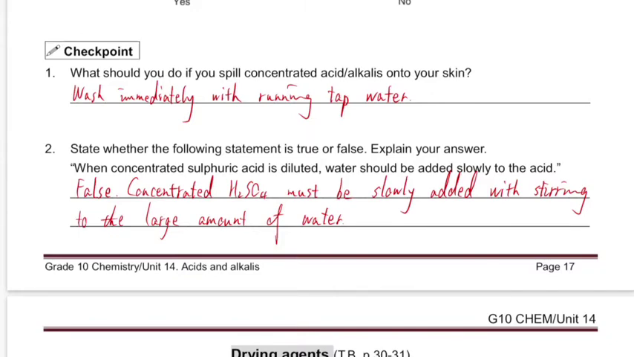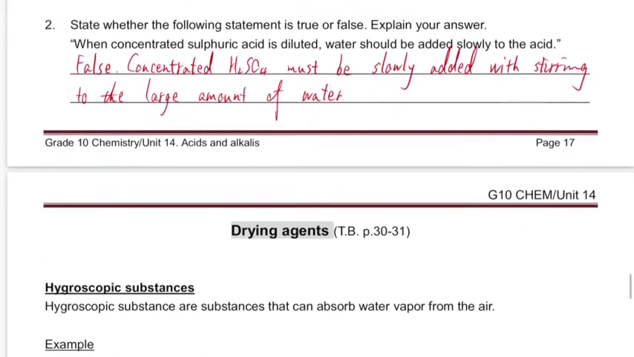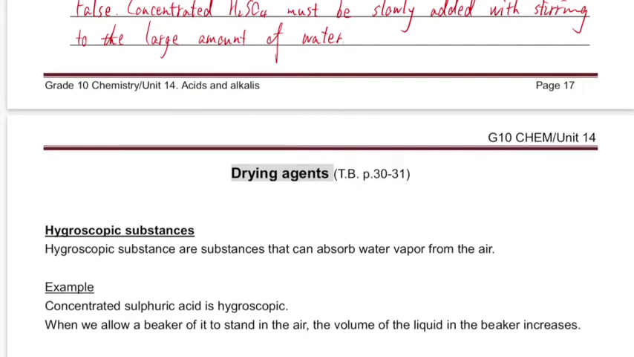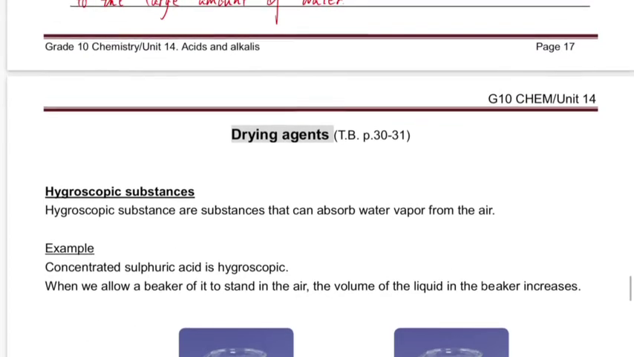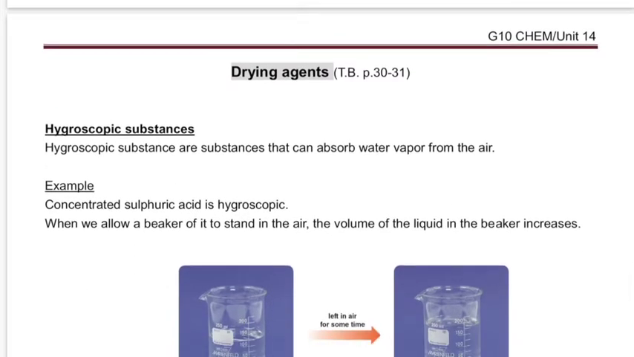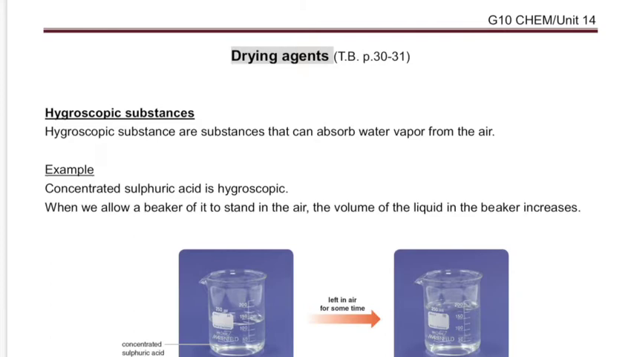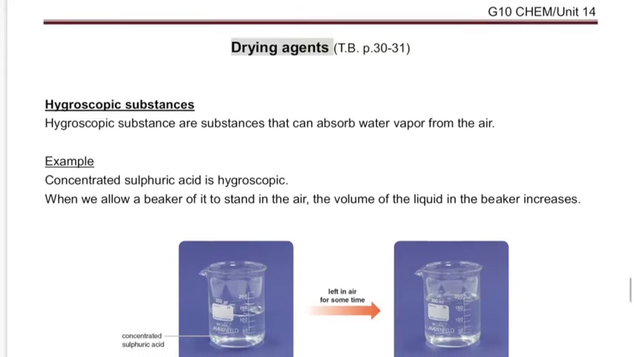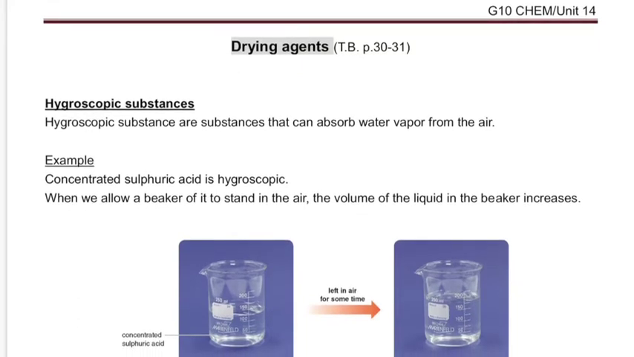Okay, so the last thing in this unit, we're going to talk about the special property of concentrated sulfuric acid. We mentioned concentrated sulfuric acid has a dehydrating property. That means it can take away the water from other substances. So in chemistry, we call this kind of substance drying agents, and for their property we have a special term to describe it.